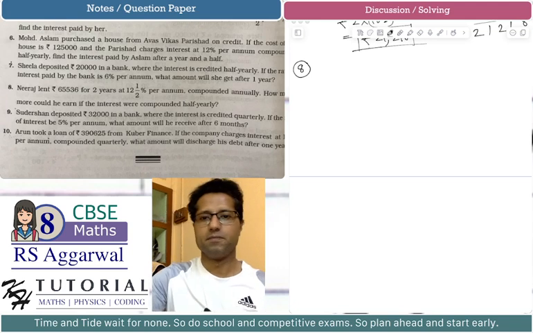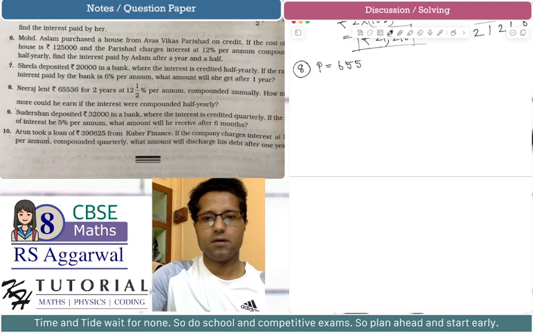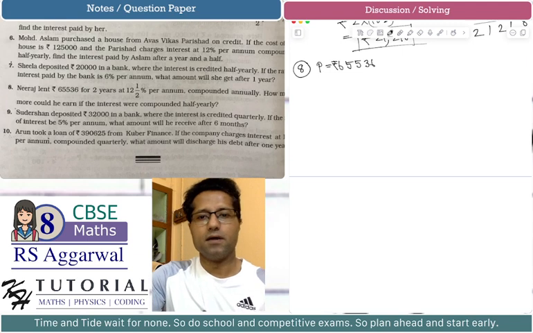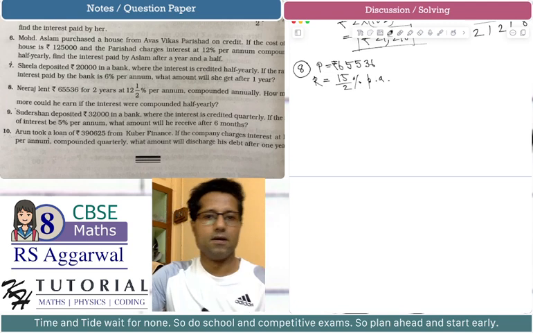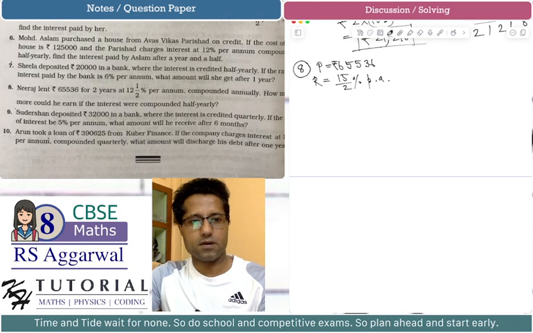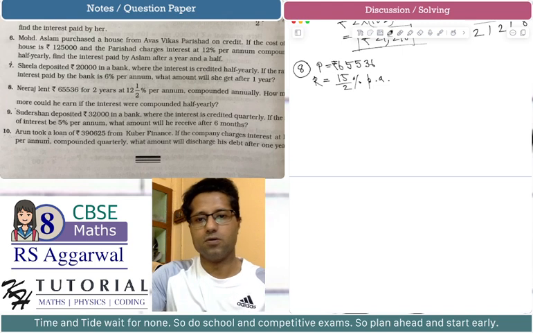So the principal is 65,536 rupees, and the rate of interest is 15 by 2% per annum. Now there are two scenarios. In the first scenario, Neeraj is lending the money at the rate of 12.5% per annum, where the interest is compounded annually. So first case, interest compounded annually.